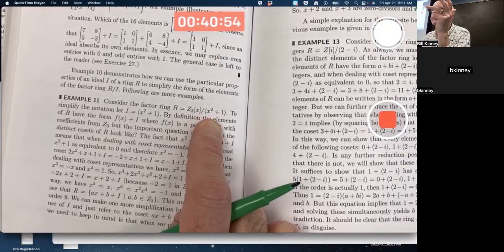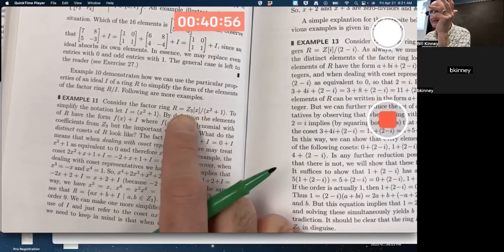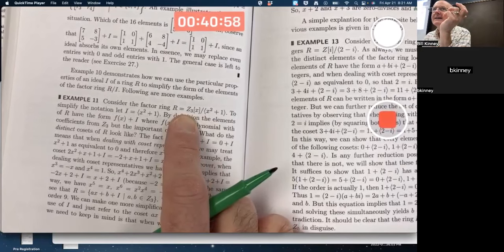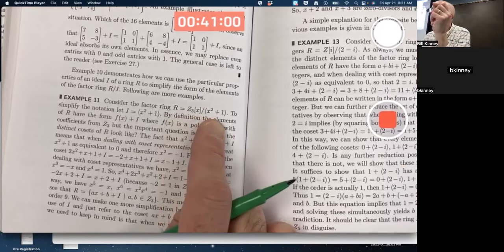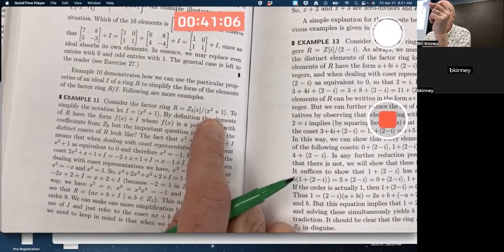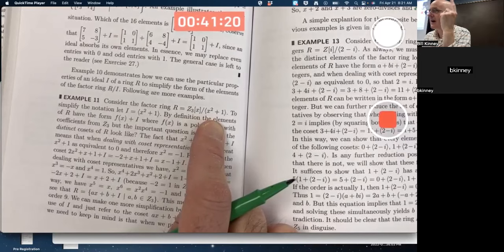Why am I restricting myself to Z3? Because it's Z3 right there, that's why. This polynomial, because it doesn't have roots in Z3, is not factorable over Z3. It's called irreducible over Z3. And that's going to make this factor ring special. And we'll see. File that comment away.